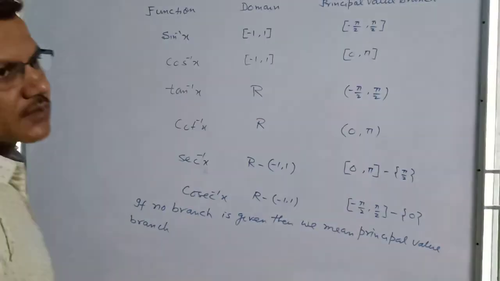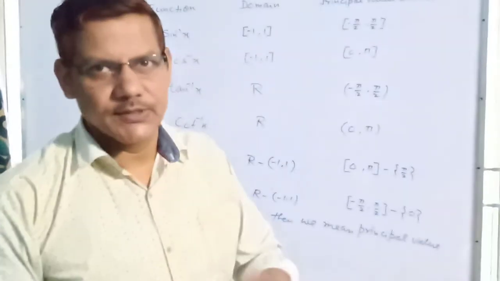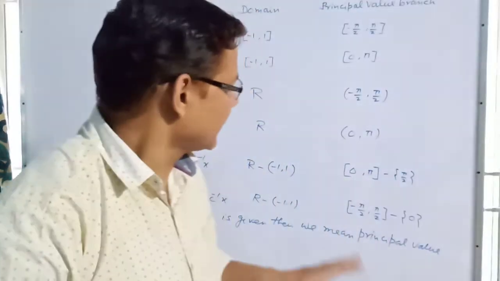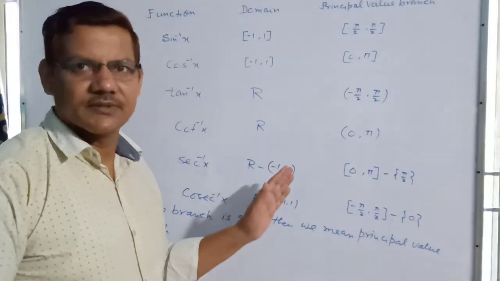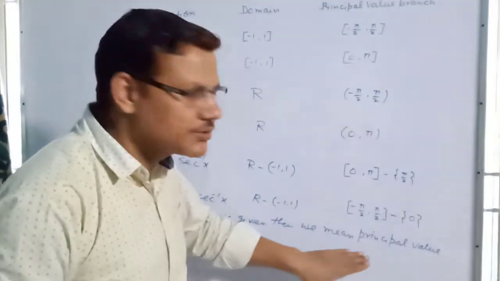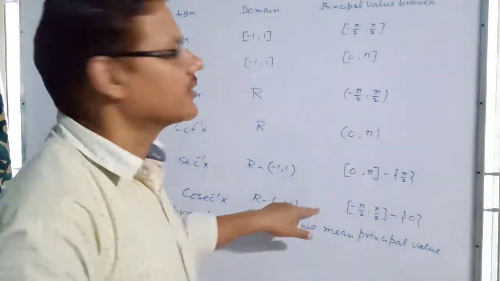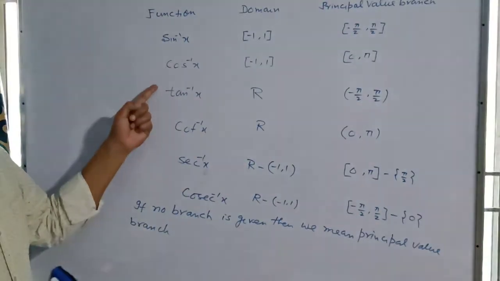It means in questions where it is given to evaluate or find the value, in that case if the branch is not given, what type of values are we going to take? So we are concerned with the principal value branch. It means we have to take these values only for the given trigonometric ratios.